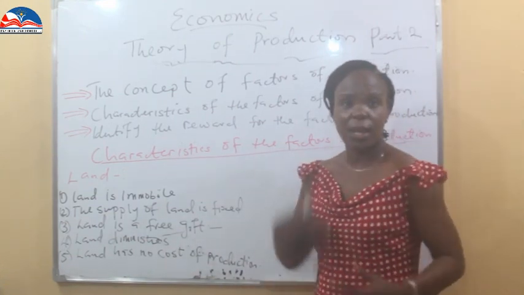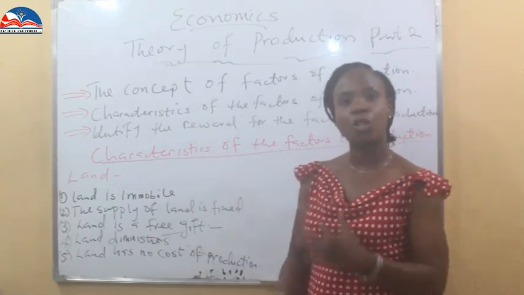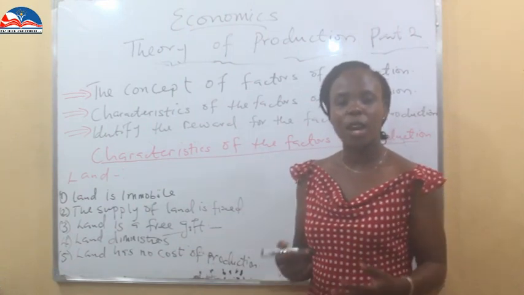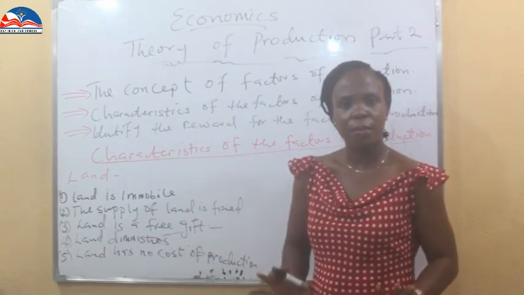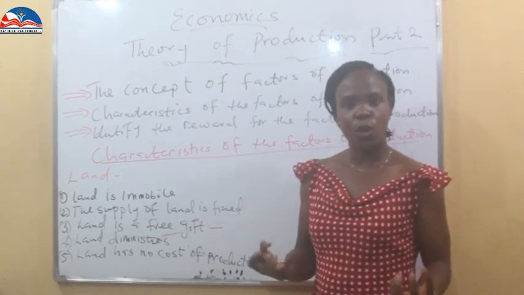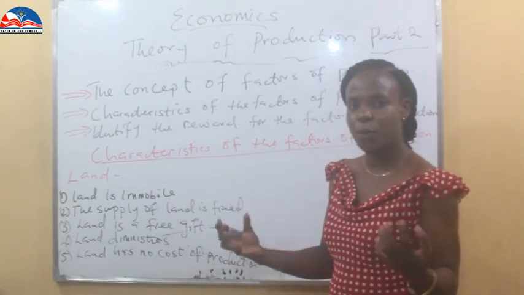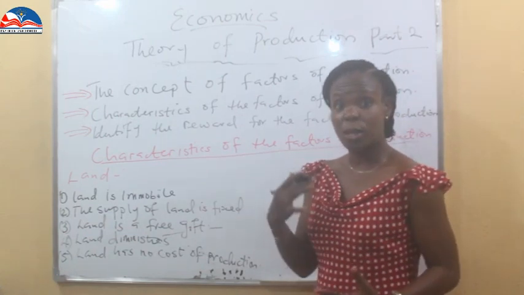Land diminishes. If you farm on a farmland over a period of time without allowing it to fallow, without allowing it to rest, you find out that the produce that comes out of it starts diminishing in value. Your yield will not be as much as it is the first time you farm on it, the second time you farm on it, and so land diminishes as we use it over time.